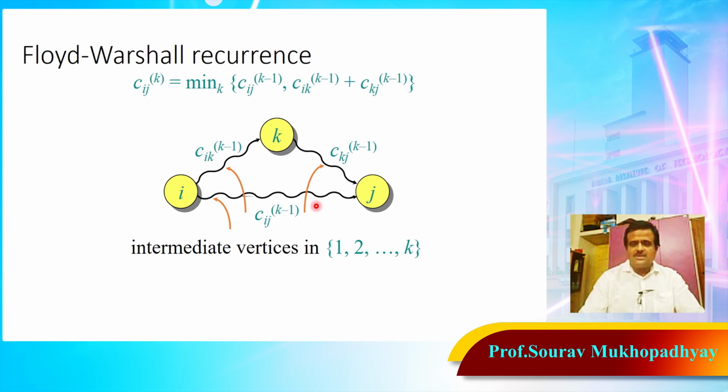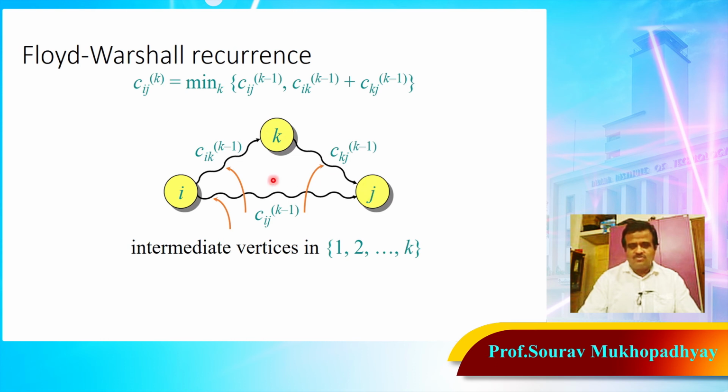That is one possibility: there is no kth vertex in the path. So we take all the paths among that. So this is the shortest path C_ij^(k-1), and there is a possibility that there is a kth vertex in the path. Then what we do? We go to that kth vertex, we go C_ik, and in the intermediate path we do not see any kth vertex. So that is basically C_ik^(k-1), and from k to j, C_kj^(k-1).